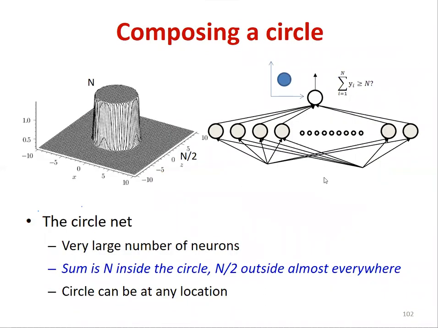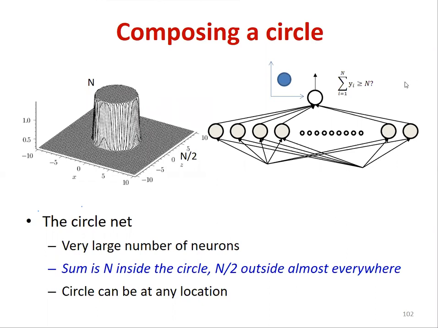So you can sort of visualize what happens when you're trying to model a polygon with a very large number of sides in this manner. The sum of the outputs of the first layer neurons is going to end up looking something like this cylinder, with n inside the circle, or this polytope, and n over 2 outside.